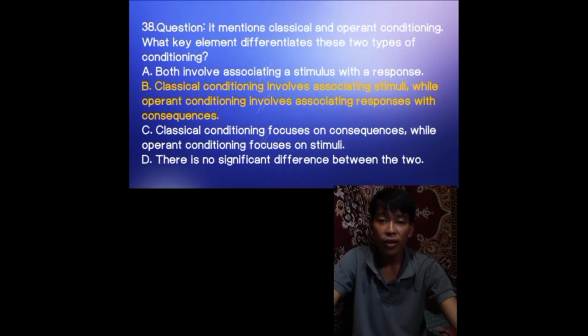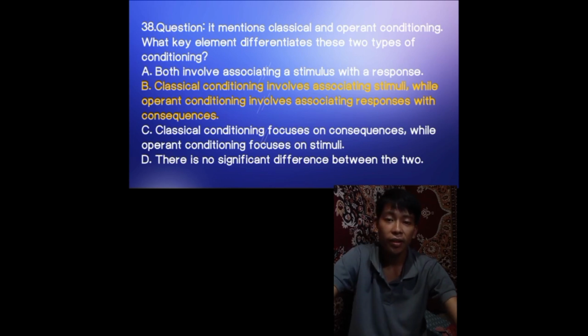Number 38, the correct answer is letter B. Classical conditioning involves associating stimuli, while operant conditioning involves associating responses with consequences. And so classical conditioning pairs stimuli to create a response, while operant conditioning uses reinforcement like rewards and punishment to shape the behavior of students.